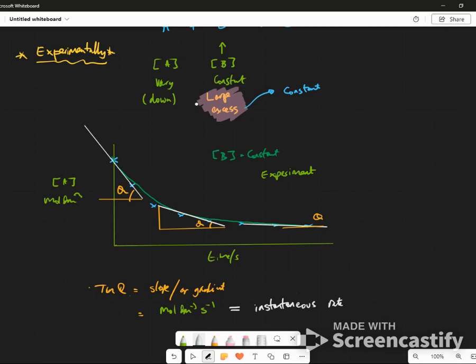Do you follow me by that? This is the rate at this time, this is the rate at this time, and this is the rate at this time. Well done, both of you. That's called the instantaneous rate.